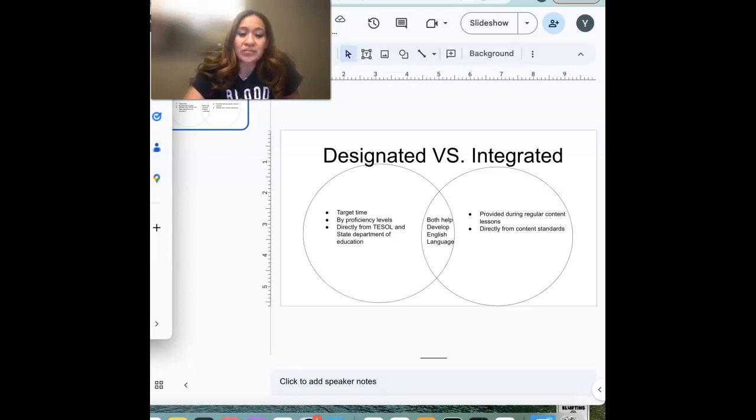Designated ELD grouping differs based on proficiency levels to ensure that all students receive the English language they need and express knowledge. Instruction strategies might differ from integrated ELD depending on the content area that is being taught.